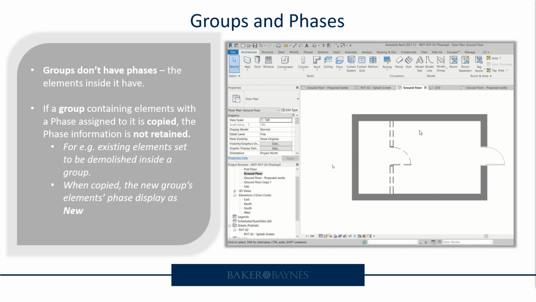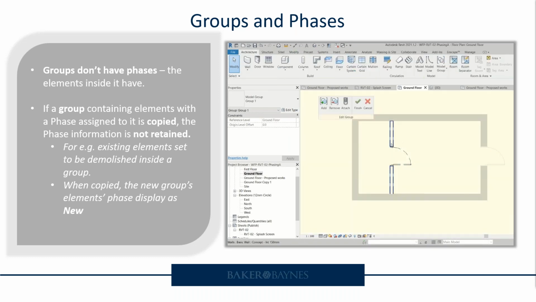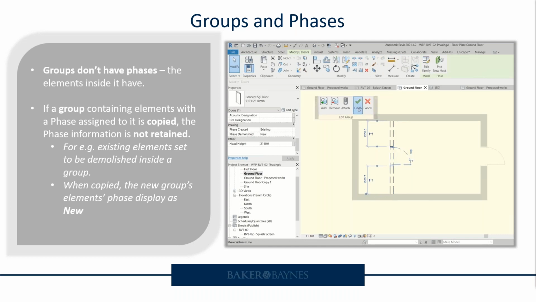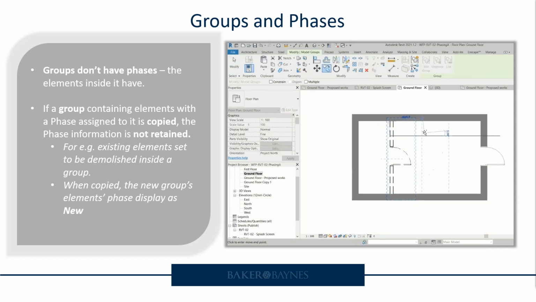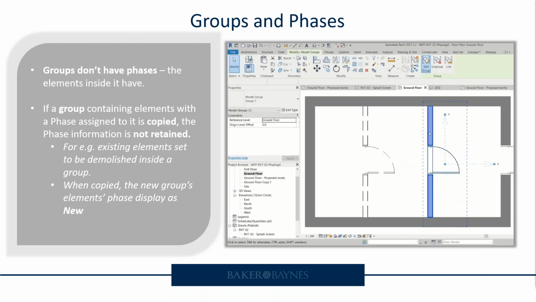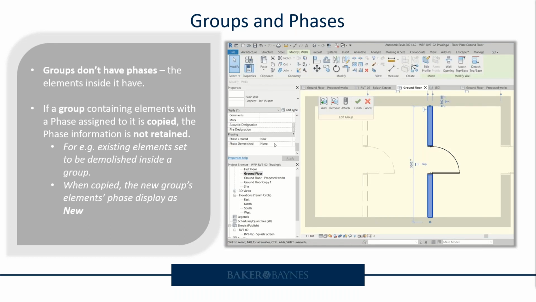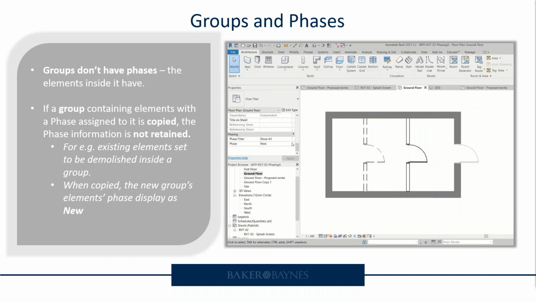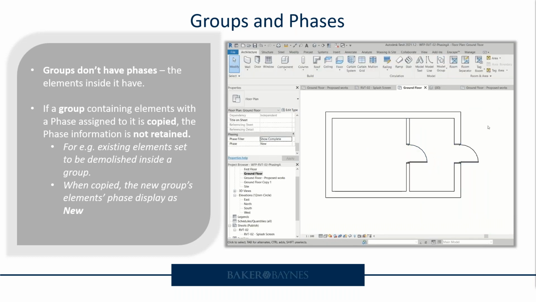So just to show you an example, here is an existing wall and a door which has been added to a group, and their phase has been set to be demolished. And now if I go ahead and I copy this group, I can see that the phase will change to new. Just checking the element, I can see, yes, it has been changed to new. So also if I go and change the phase filter to show complete, it will only show new elements. So just keep that in mind about groups.